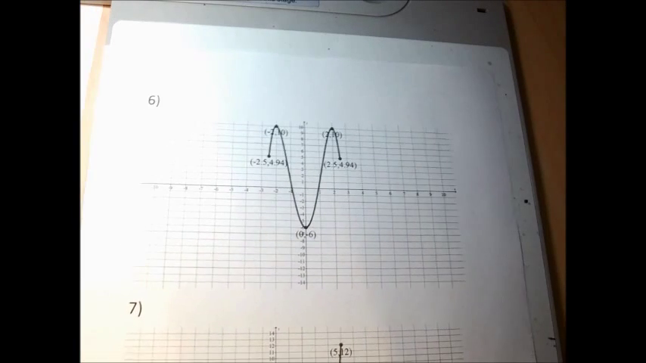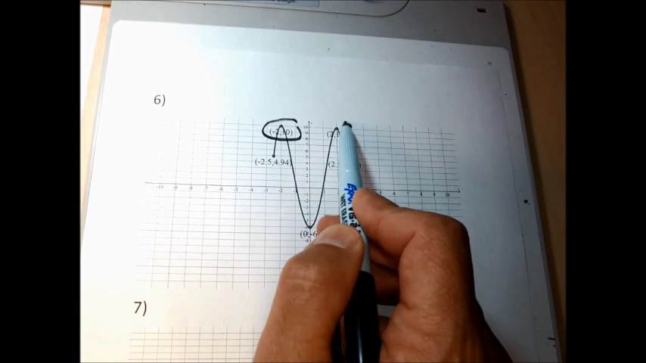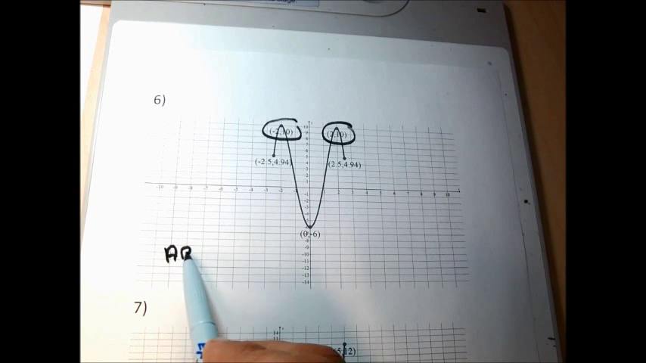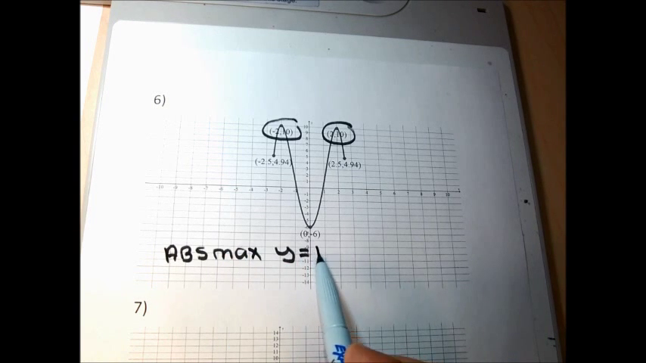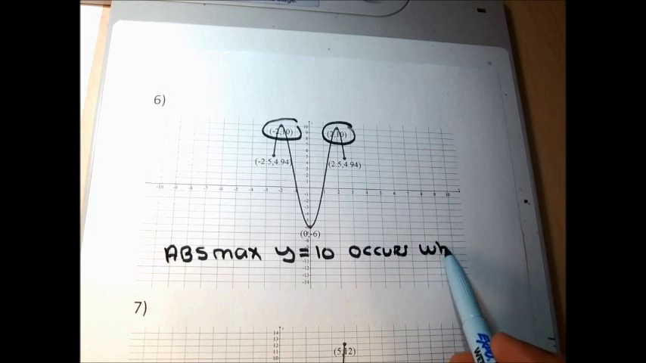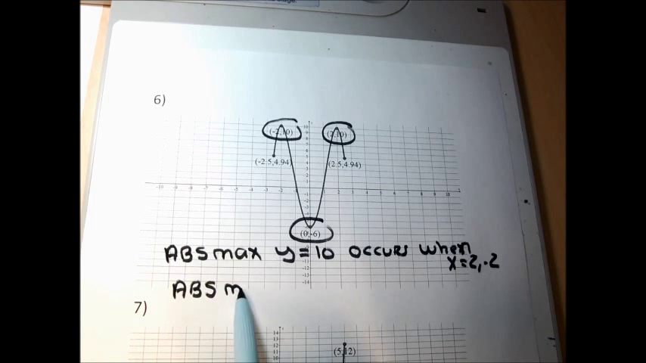So when I look at 6, it has 2 absolute maximums, because this point right here was 2 points that have the same maximum y value. So I'm going to write this, my absolute maximum, the largest y value of any point, is y equal to 10, and it occurs twice. It occurs when x equals 2 and -2. The smallest y value of any of the points in this interval is -6. And so I'm going to say the absolute minimum is y equals -6.